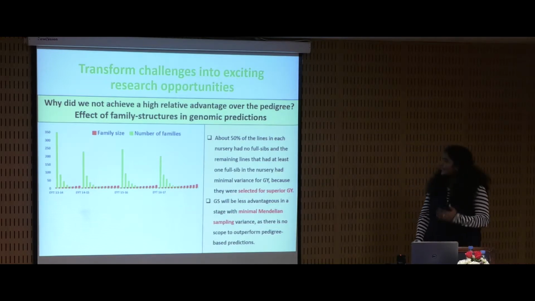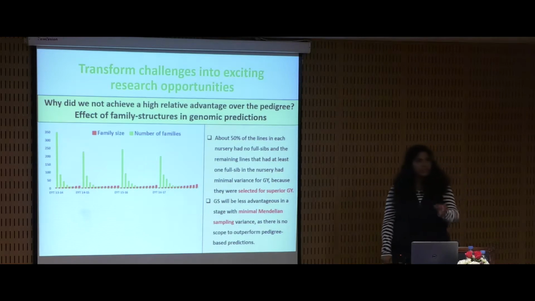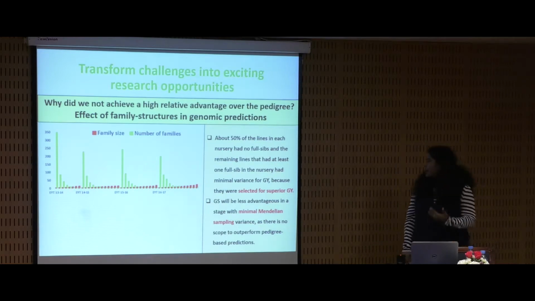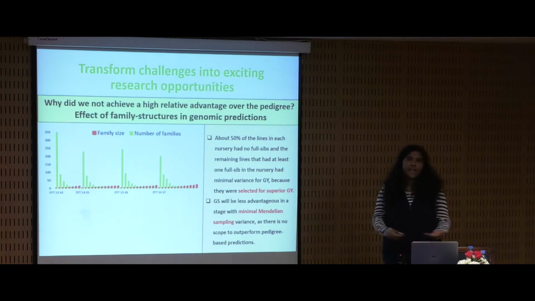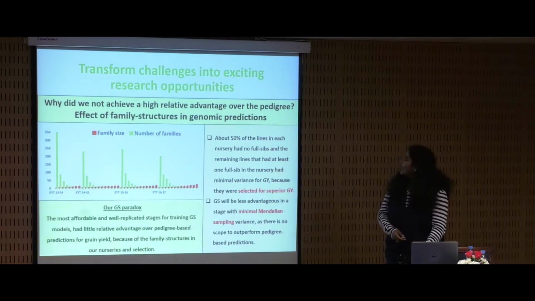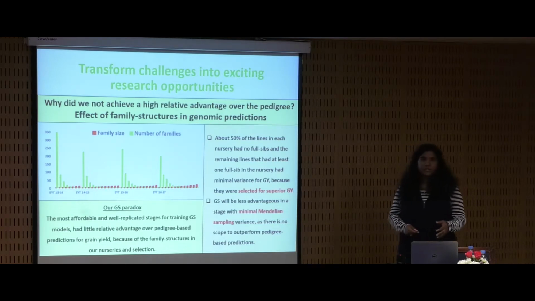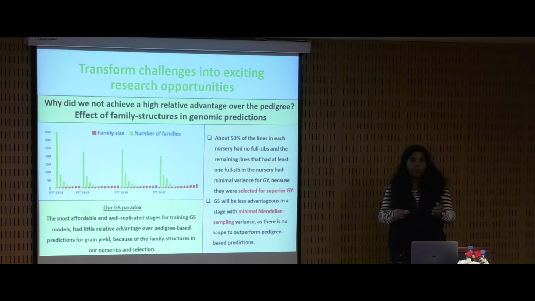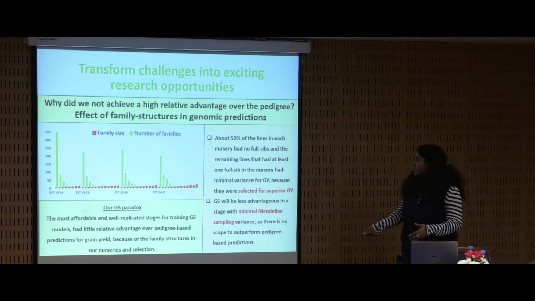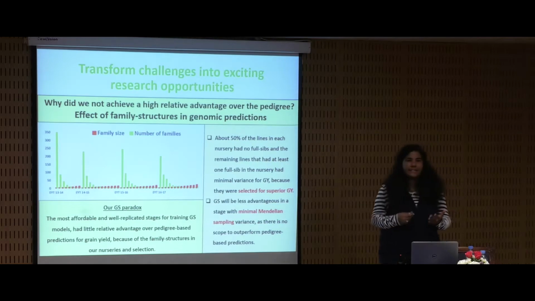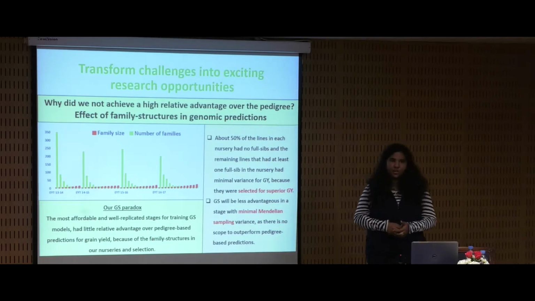So GS will be less advantageous in a stage where you have minimum Mendelian sampling variance among your full sibs, as you simply don't have any scope to outbeat or outperform the pedigree-based selections. So this is kind of a paradox here. The most affordable and well-replicated stages for training models had little advantage over the pedigree because of the family structures in these nurseries and because they were highly selected lines. So you have to be very careful at the stage where you implement genomic selection in your breeding program.